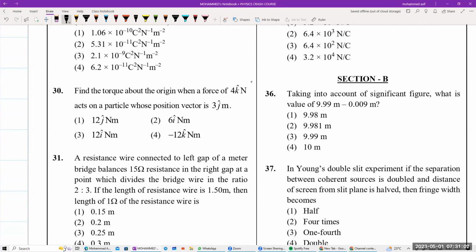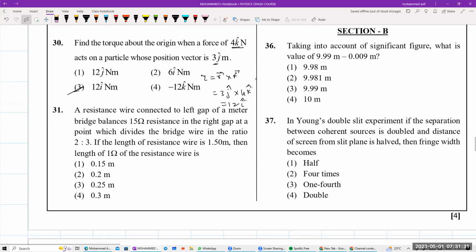Find the torque about the origin in a force दे रखा है k cap में acting on a particle with your j cap and tau is equals to your r bar cross f bar. R is equals to 3 j cap into force is equals to 4 k cap. 3 4s are 12. J cap cross I cap will be equal to how much beta? I cap. So this will be 12 I cap. Direct formula. ऐसा क्वेश्चन पेपर आ गया ना तो आराम से करके आ सकते हैं.